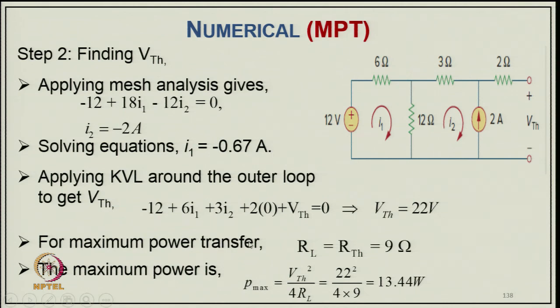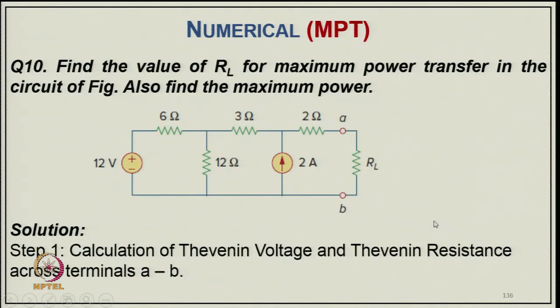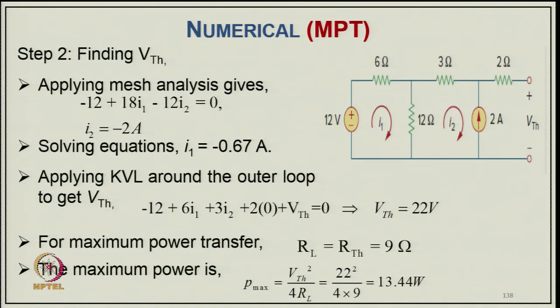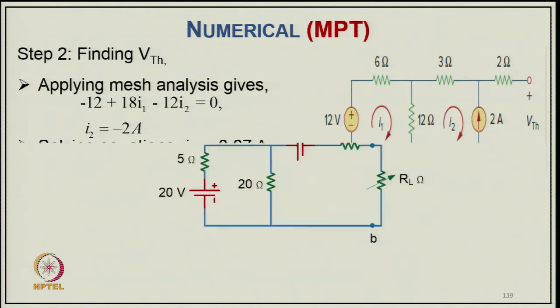So, applying KVL for getting VTH: minus 12 plus 6 I1 plus 3 times 2 plus VTH. So, VTH comes to 22 volt. For maximum power, RL equals RTH equals 9 ohm, and then the power transfer will be VTH squared upon 4 RL, 22 squared over 4 into 9, which becomes 13.44 watt.